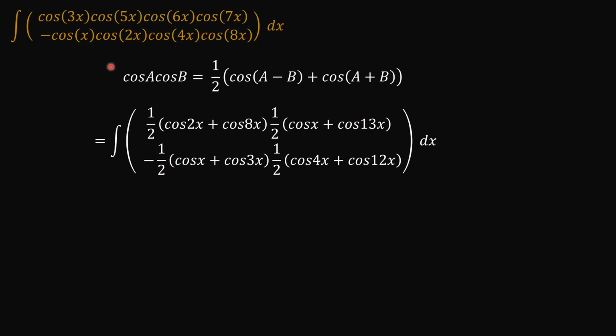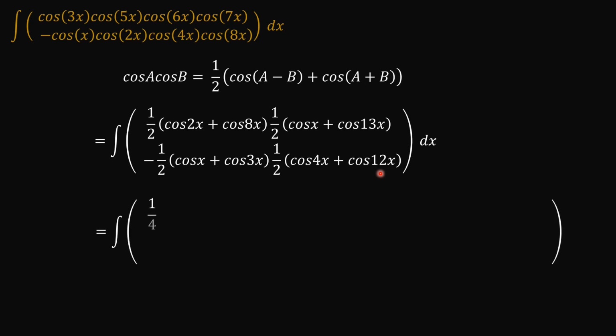On the other side, where you have cosine x and cosine 2x, that's the same as cosine 2x minus x, which is cosine x, plus cosine 2x plus x, which is cosine 3x, times half of cosine 4x and cosine 8x. So that's cosine 8x minus 4x, which is 4x, and 8x plus 4x, which is 12x.